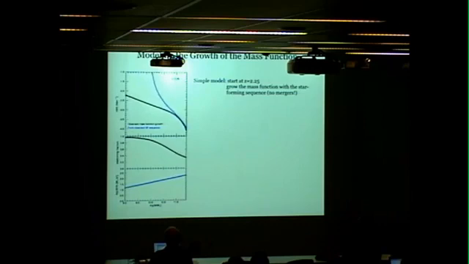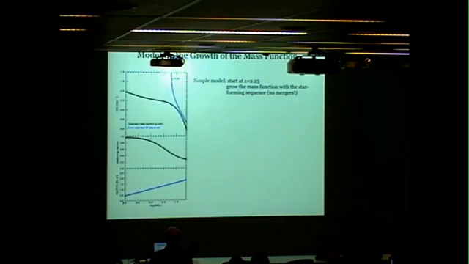And so you could see there's immediate problems here. Essentially, the mass function that's grown with the observed star-forming sequence blows up. It grows way too quickly. And so this star-forming sequence extrapolated to low masses, it can't hold. There must be something wrong here.